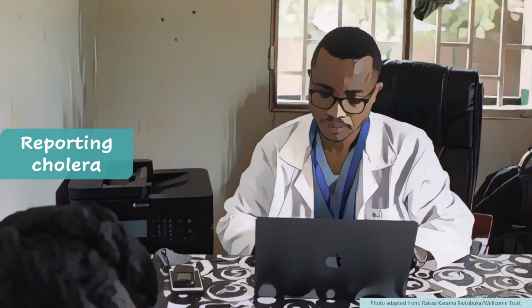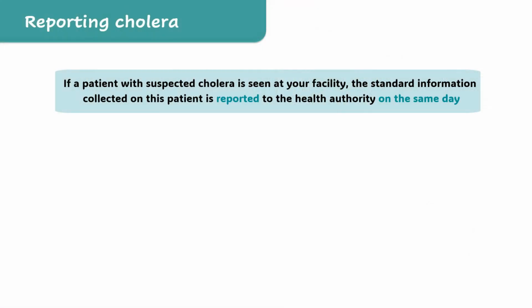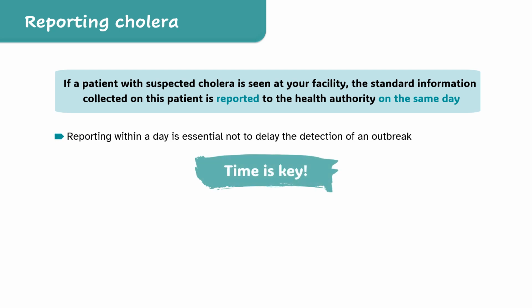Lastly, let's look into the reporting of patients with suspected cholera. If a patient who meets the definition of a suspected cholera case is seen at your facility, collect standard information on this patient and report this information to your health authority within a day. Reporting any patient with suspected cholera within a day is essential in order not to delay the detection of a potential outbreak. Time is key for early detection.